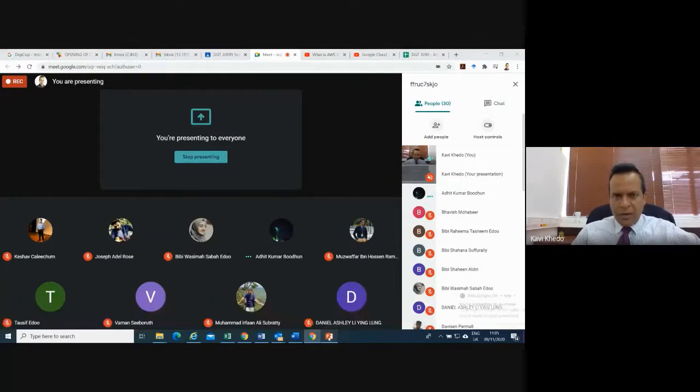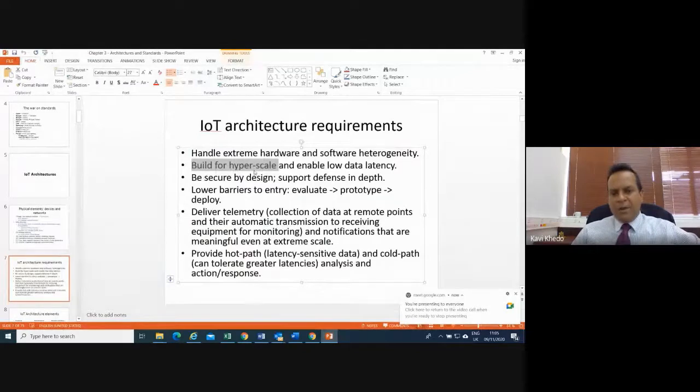Let's move on here. Build for hyperscale means be built for a large volume. Large volume of what? Not only data, large volume of devices, large volume of users, large volume of data. One of your friends mentioned data. So this is what is meant by build for hyperscale.